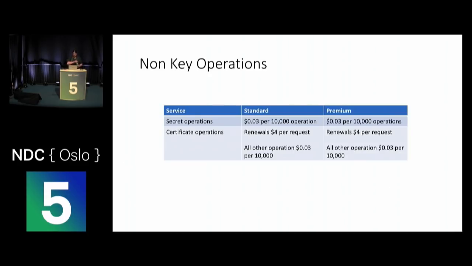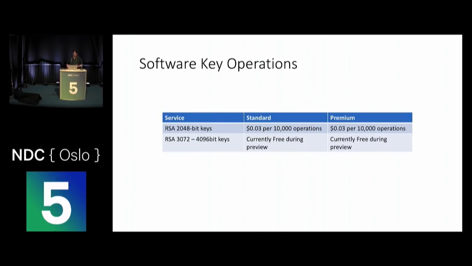So let's have a quick look at some of the costs, just to give you an idea of what this might cost you. And some of the techniques I'm going to show you later will help you get that cost down to virtually 0. So for non-key operations, so for non-encryption operations, you're looking at between two different tiers. You've got standard and premium pricing tiers. So you're looking at about 3 cents per 10,000 operations. So it's not that expensive, really. Certificate operations, if you want to do a certificate renewal request, that's going to cost you $4. And then using that certificate is 3 US cents per 10,000 operations.